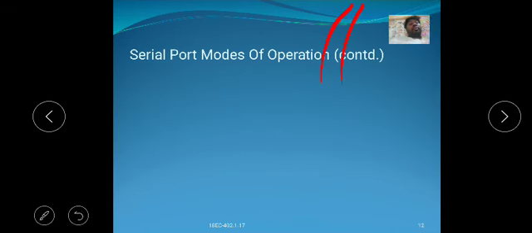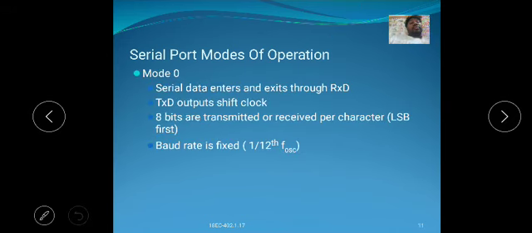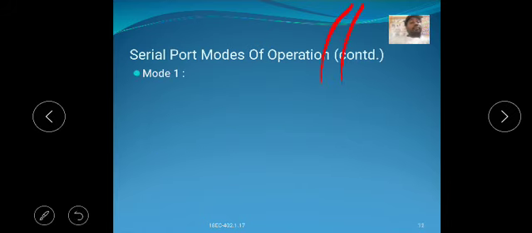Here are the four modes of serial port operation. Mode 0: the serial data enters and exits through the receive data pin, and the transmit data pin outputs the shift clock. 8 bits are transmitted or received per character, LSB first. The baud rate is fixed at 1/12th of the oscillator frequency.